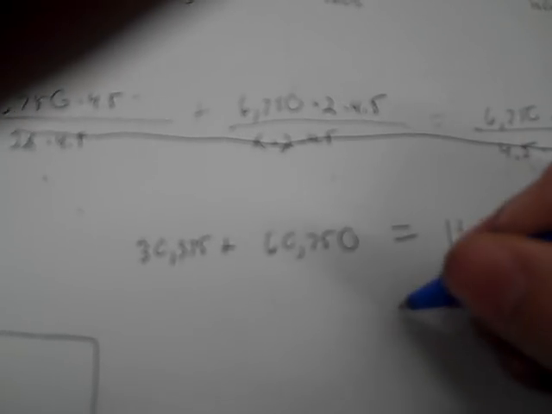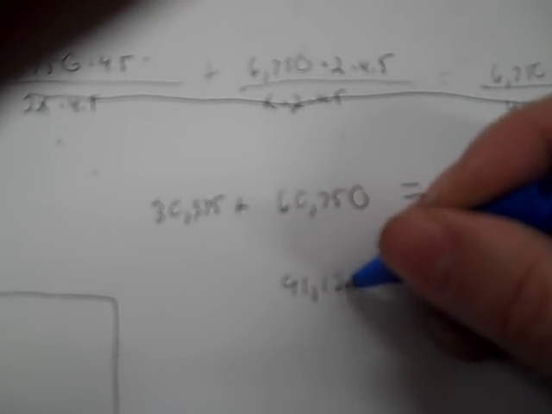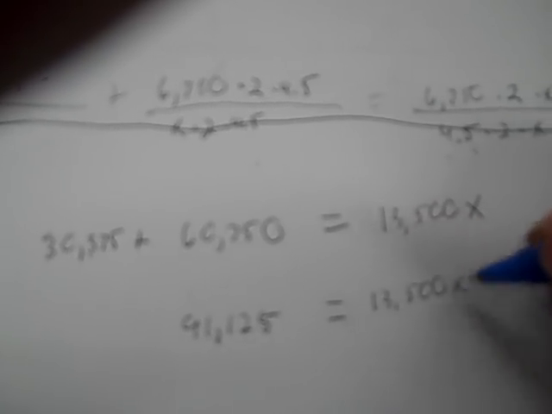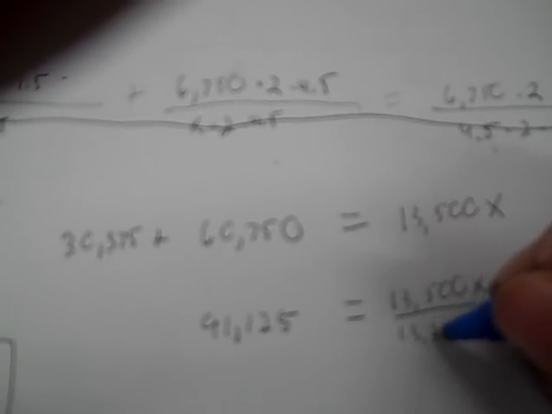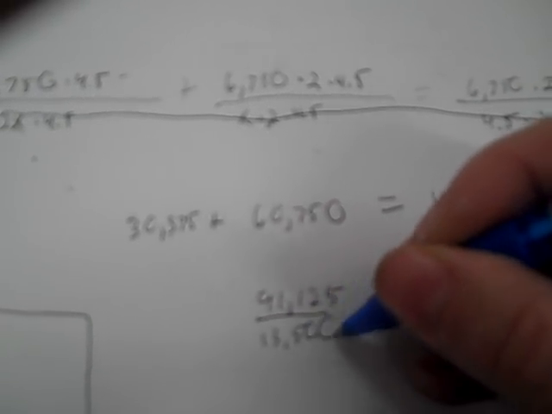Well, what I can do is I can just add these. They're like terms. They can be added. So 30,375 plus 60,750, 91,125. And over here we got 13,500 times x. So now if I divide, I pretty much have the problem solved.